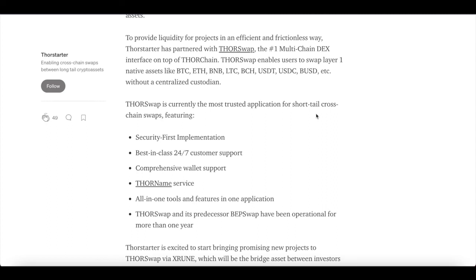ThorSwap enables users to swap layer 1 native assets like Bitcoin, Ethereum, Binance, Litecoin, and the list goes on. And this is quite interesting. ThorSwap is currently the most trusted application for short tail cross-chain swap, featuring security first implementation, best in class 24/7 customer support.